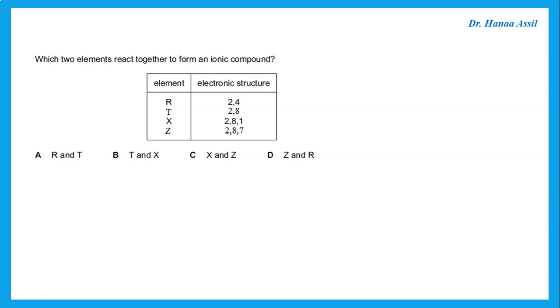I cannot use 8. Why can't I use T for a compound? T has a full outer shell. It's a noble gas. Noble gases do not need to lose or gain or share electrons. They already have a full outer shell, so they will not form compounds. So, which of these will form an ionic compound? I want X with a non-metal, so I can have X with Z. X has 1 electron in its outermost shell, so it's a metal. Z has 7 electrons in its outermost shell, so it is a non-metal. When they react together, they form an ionic compound.